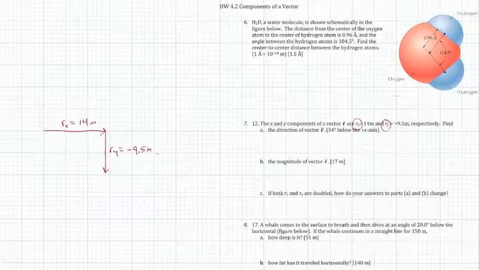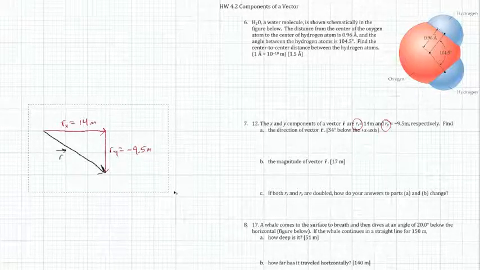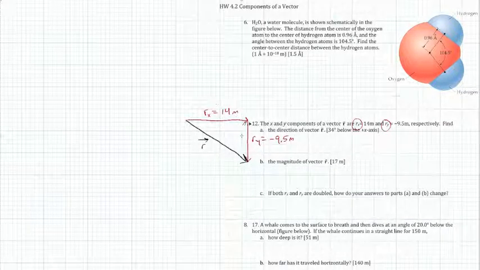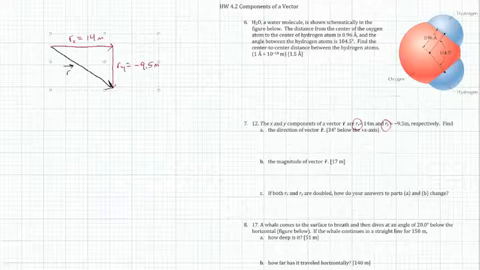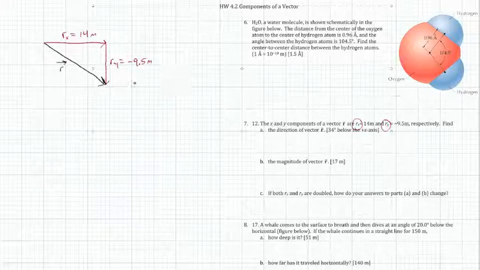And we want to find the direction of vector r. Well, that means that vector r is the resultant, we call it, of Rx and Ry. So that's vector r right there. And I can see I'm going to need to move this up a little bit. There we go. Sorry about that. Now, remember, this is all number 7. So this is all going to be pertaining to question number 7.